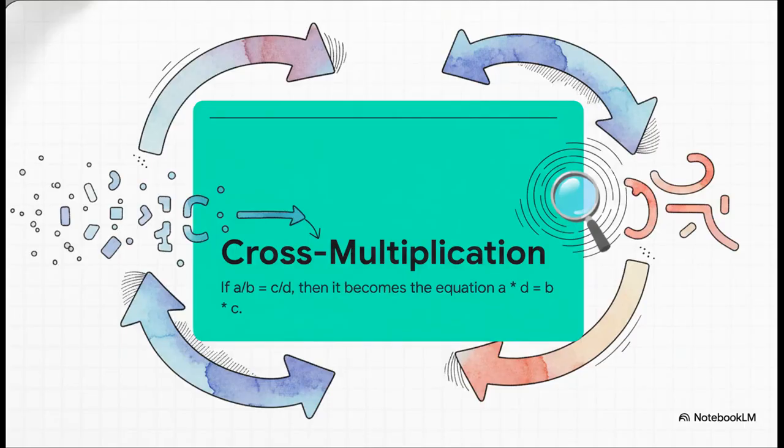And here's what you get. The proportion A over B equals C over D becomes A times D equals B times C. And just like that, poof, the fractions are gone. That's the real magic of this method. It turns a rational equation into a simple polynomial equation, which, hey, we already know how to solve.